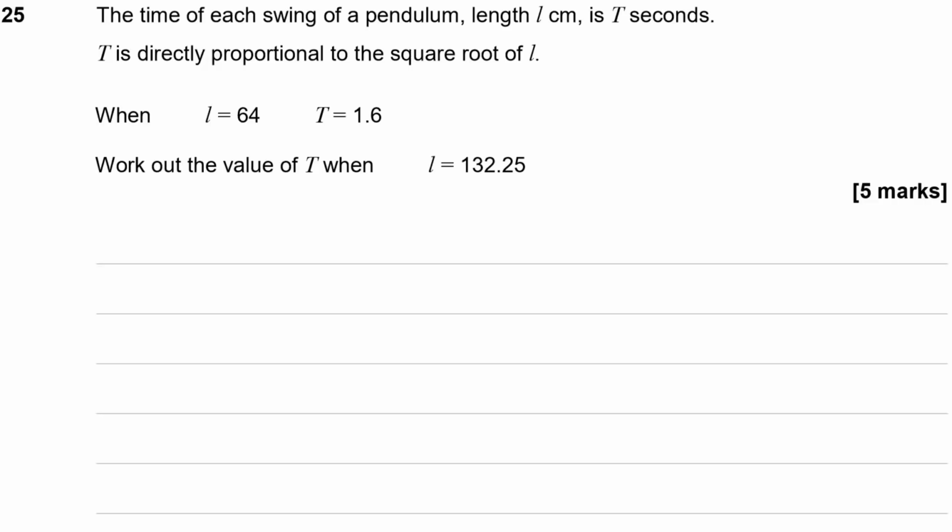Okay, so let's start off with the proportionality. We are told that T is directly proportional to the square root of L. So let's write that down. T is proportional to the square root of L. Next step, we can replace that proportionality with equals k lots of root L, like that.